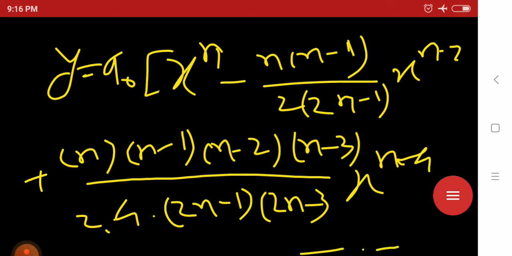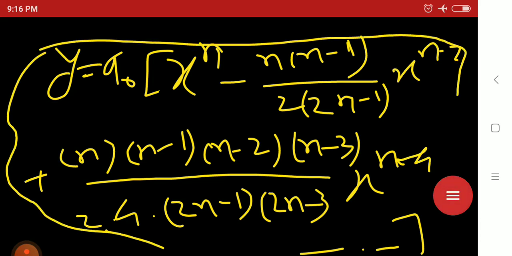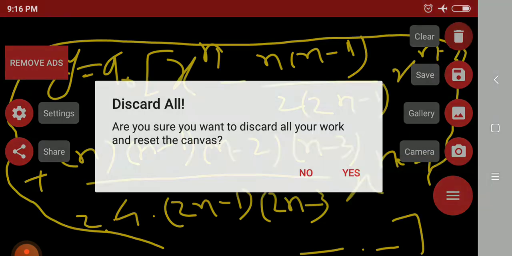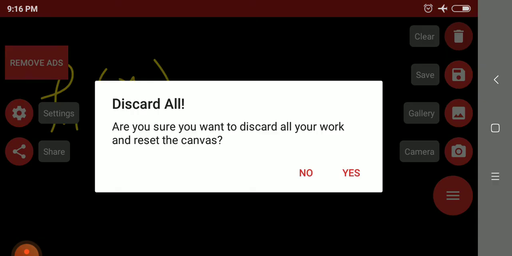But I will tell you how to solve the Legendre equation using Rodrigues' formula. Remember, this big equation is the solution of the Legendre function of first kind. This is a terminating series, so it is known as the Legendre polynomial of order n, which can be denoted as Pn(x). Similarly, we can write the solution of the second kind also, but that is too rigorous. We'll discuss the important things in this video.